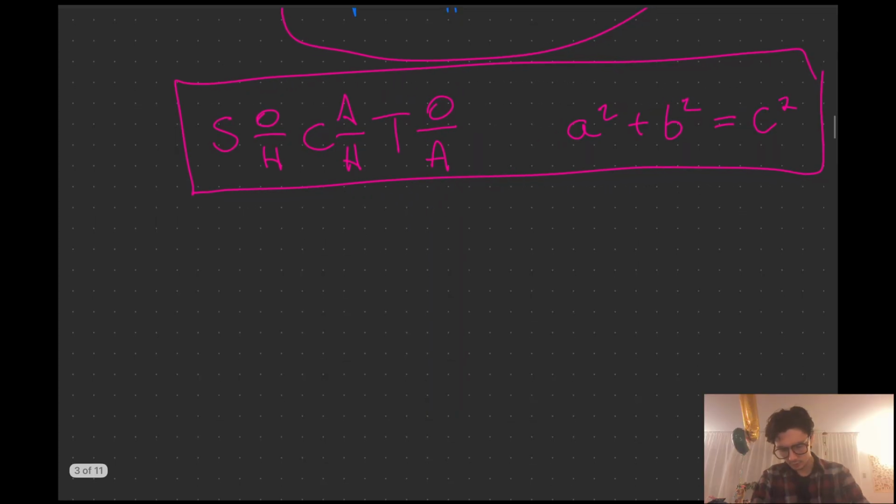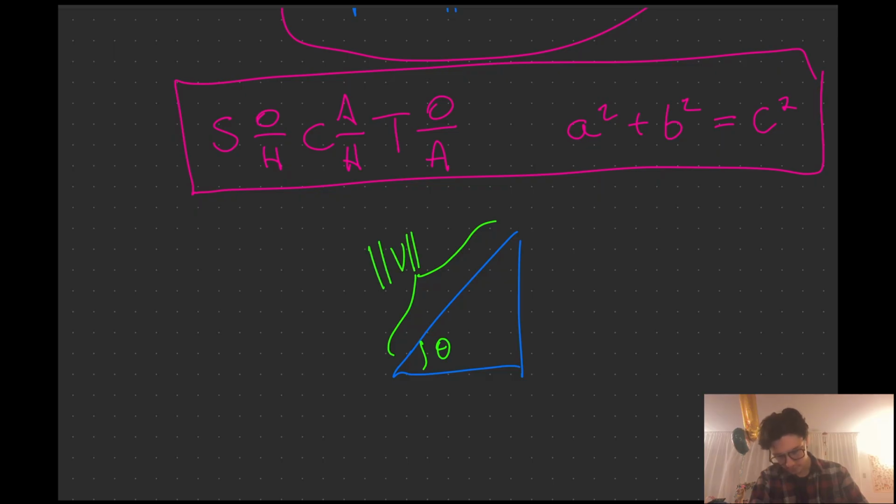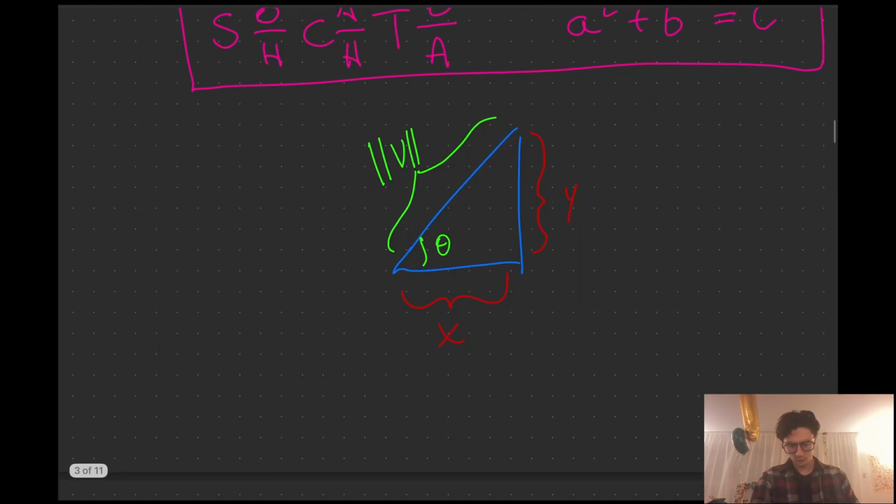So what we have from the previous problem is something like this, where we have our angle theta over here and the length of this vector, let's just call it v. I'll put these brackets around it. We want to convert that into this y component and this x component. So how do we do that?